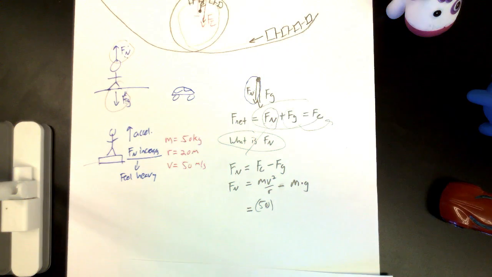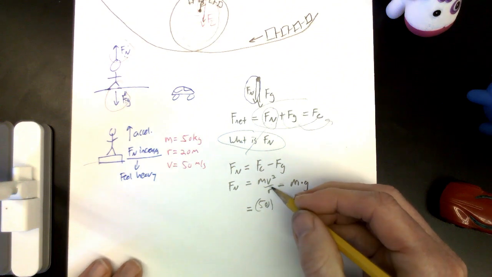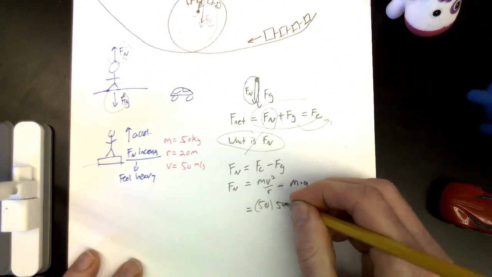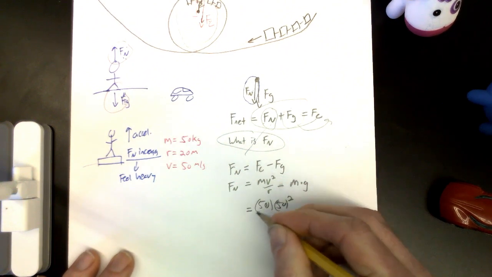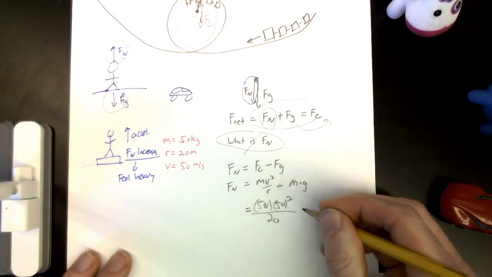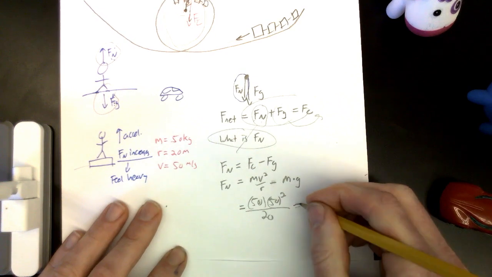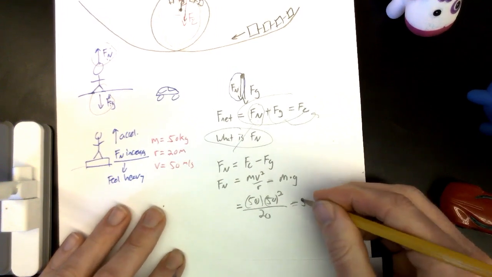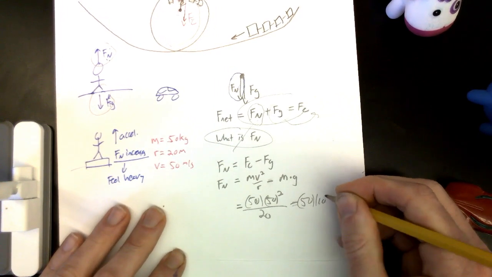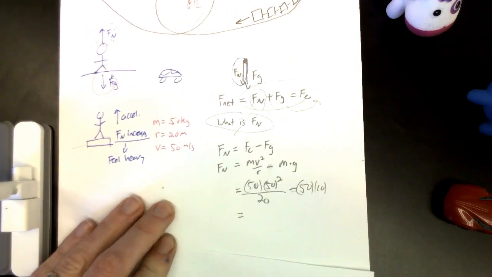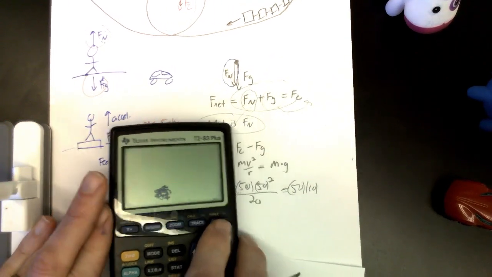Okay, so let's see, 50 is the mass. The speed is also 50, which is pretty big. Going to square that. Going to divide it by the radius, which is 20. And then minus mass times gravity. So that's 50 times 10 again. Actually didn't do this one out in advance, so we'll just do it live on screen here.